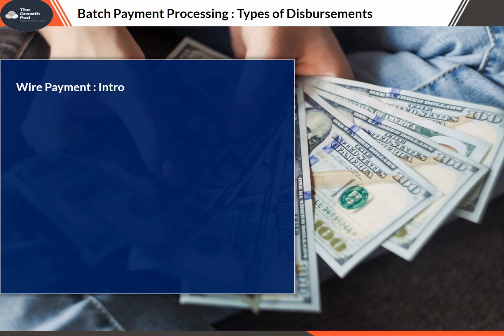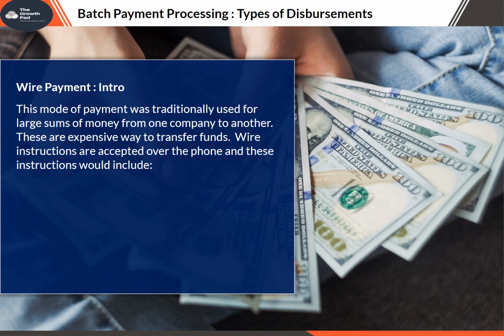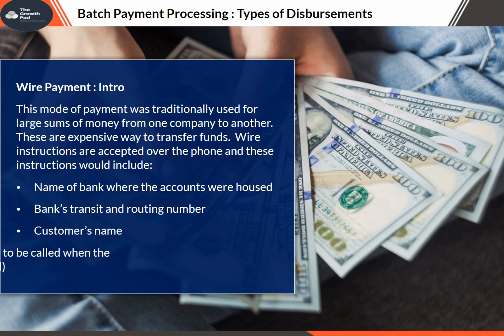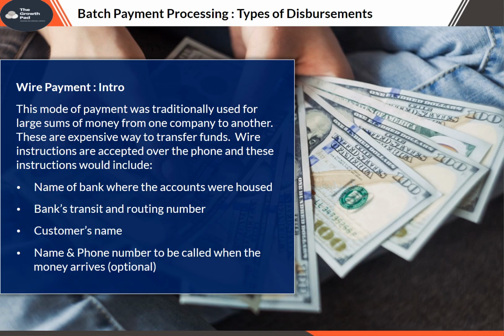Wire payment, intro. This mode of payment was traditionally used for large sums of money from one company to another. These are an expensive way to transfer funds. Wire instructions are accepted over the phone, and these instructions would include: name of bank where the accounts were housed, bank's transit and routing number, customer's name, name and phone number to be called when the money arrives, optional.